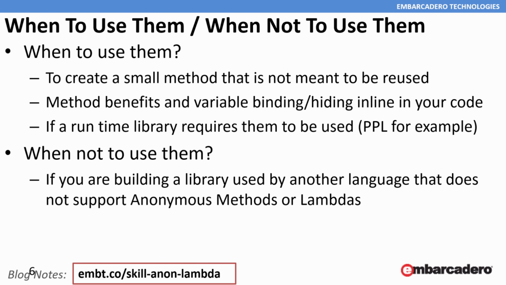When not to use them, there could be all sorts of reasons, but really the only one that I think makes sense is if you're building a library that's going to be used by some other programming language that doesn't support anonymous methods or lambdas, then you'll want to avoid using those in the libraries that you're building.